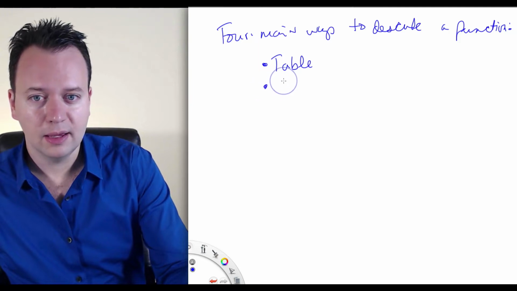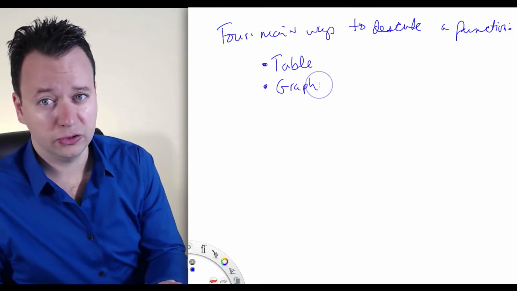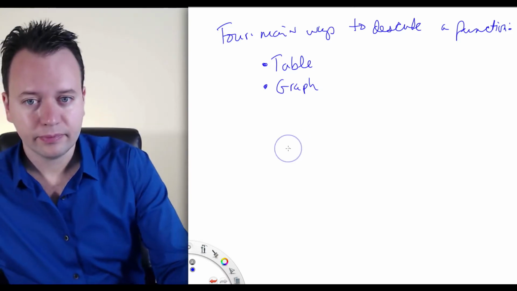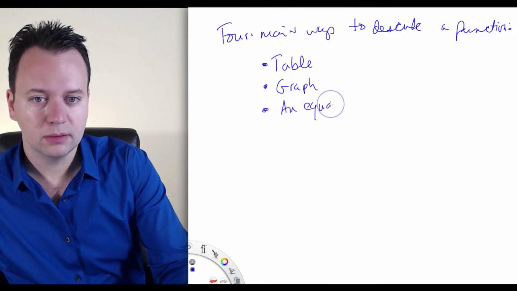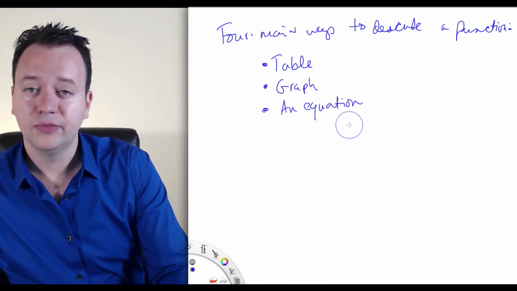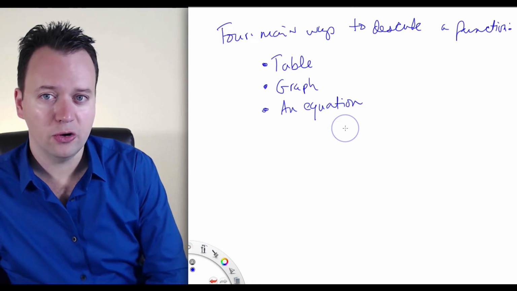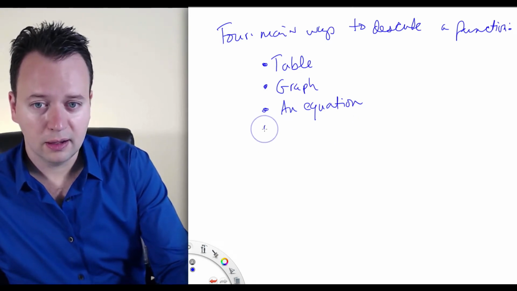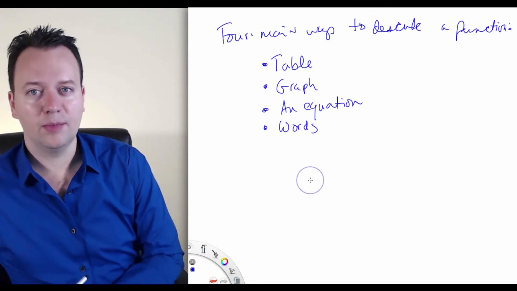Another way is with a graph. A graph can also be used to describe a function. The third way is with an equation. Sometimes functions are described with equations. This is probably the way that you're most familiar with. And finally, a function may be described with words. Each of these are legitimate ways of describing a function.